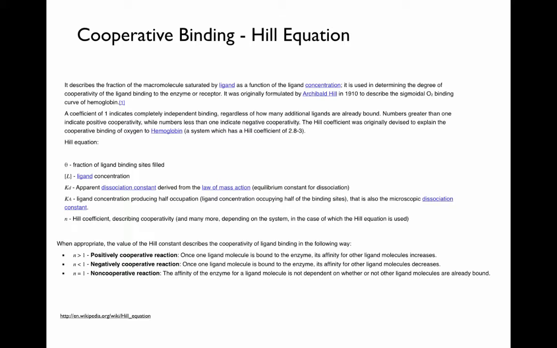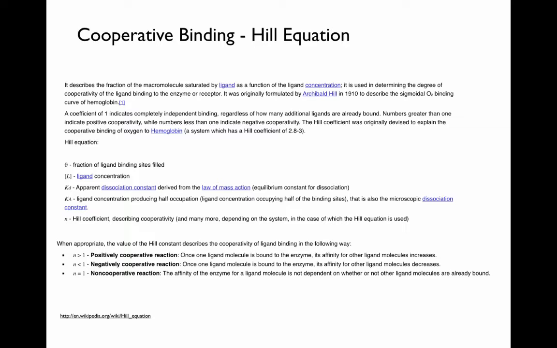There's also something else called cooperative binding, or the Hill equation. So this is the fraction of the molecule saturated by ligand as a function of the ligand concentration. It determines the degree of cooperativity of the ligand binding to the enzyme or receptor. And so what happens is as you get one ligand binding to the receptor or one targeting agent to the target, it changes the conformation of that target and makes a second or a third target easier to bind. Or if you have an aggregate of the targeting ligand, it binds better than the original.